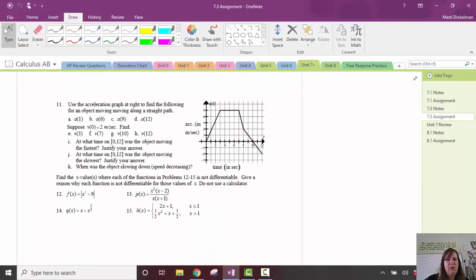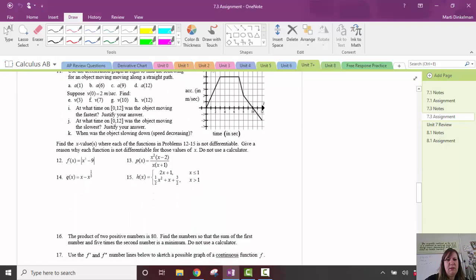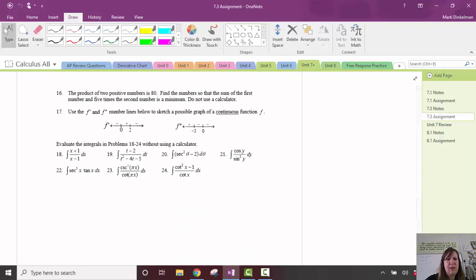Okay, I don't think that I crossed any out. Let me peek at these integrals. I think I did cross potentially 18. No, I left that one. No, I did not. I think I crossed 18 out, or I should have. I think all the other ones are doable.